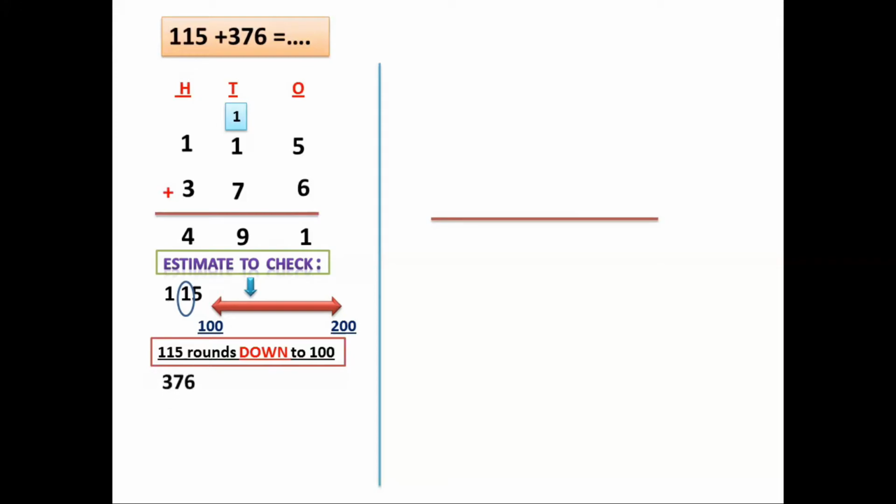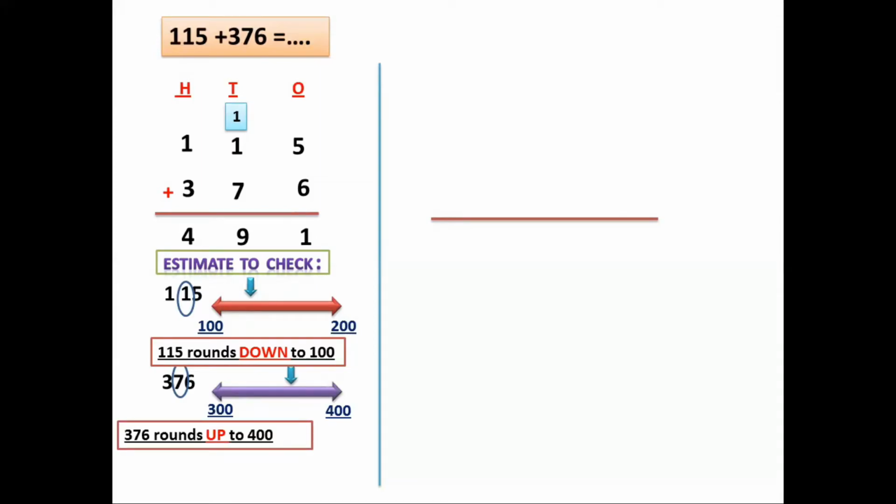Let's take the second number, which is 376, to round it. We know that 376 lies between 300 and 400 on the number line, as you can see right here. So we will look at the tens place, which is 7 here, and we can find that 7 is more than 5. So 376 rounds up to 400.